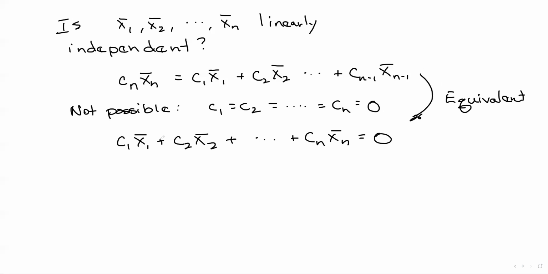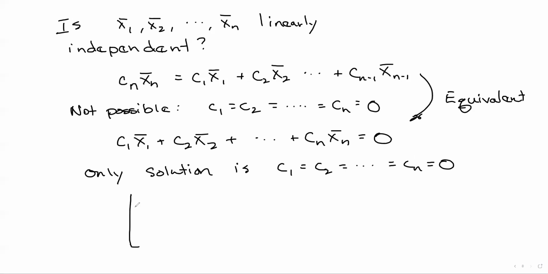And so we would say, if when this happens we would get this, then when this happens we also want the only solution to be C1 equals C2 equals ... equals Cn equals 0. Well, if when this equation holds we want the only solution to be this, we could actually rewrite this into a matrix.